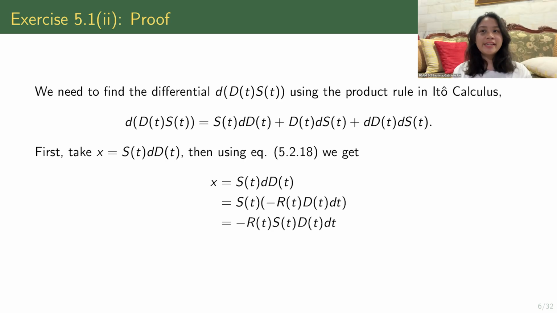So first, we take the product of S(t) and the differential of D(t). Then using equation 5.2.18, we get S(t) times the product of negative r(t) and D(t) times dt, which results in the product of negative r(t), S(t), and D(t) times dt.